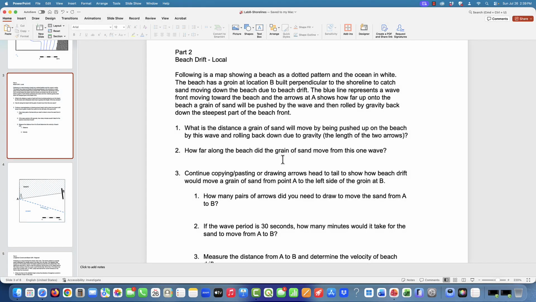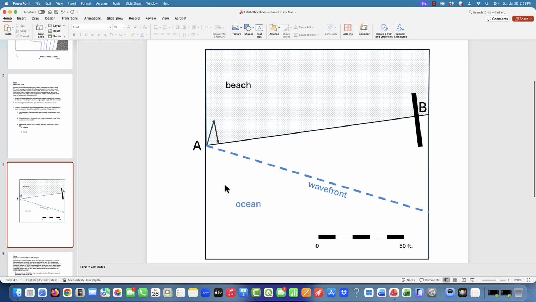Let's get started with part 2 of Lab 8, where we're going to be talking about beach drift. And remember, beach drift is the way that sand moves along the beach based on the direction the waves are coming in from. So in order to do this part of the lab, you'll be looking at this map here. So this map is showing the beach at the top.